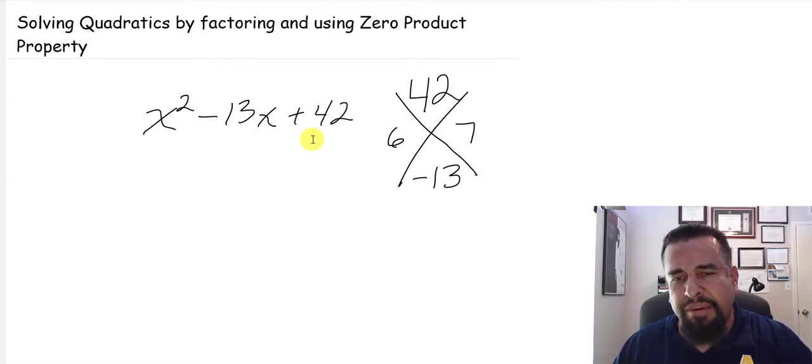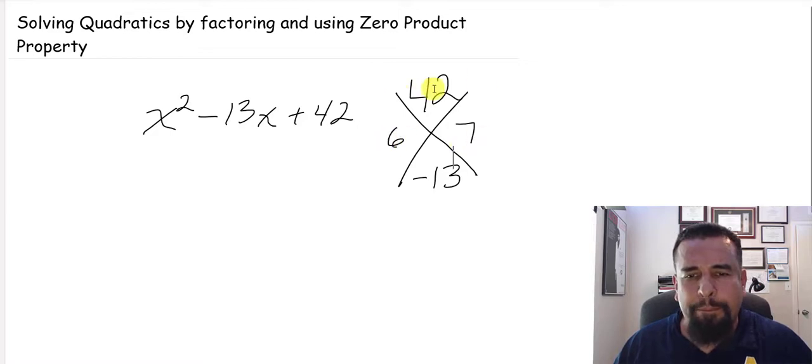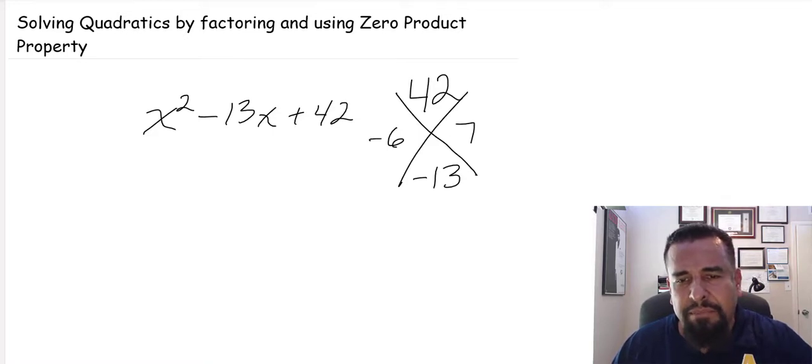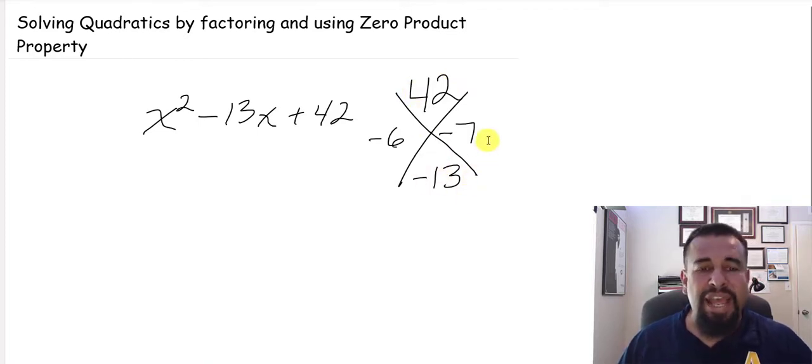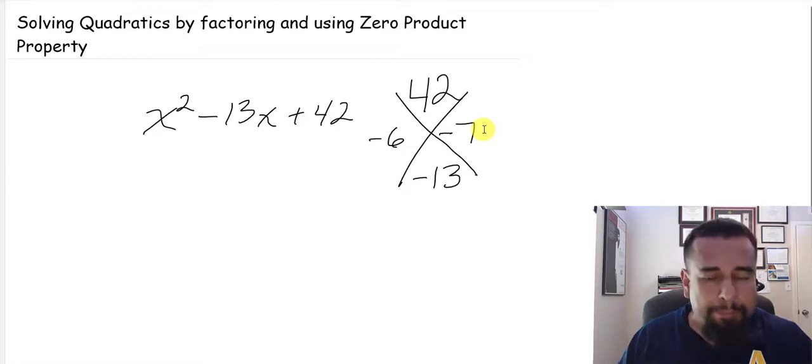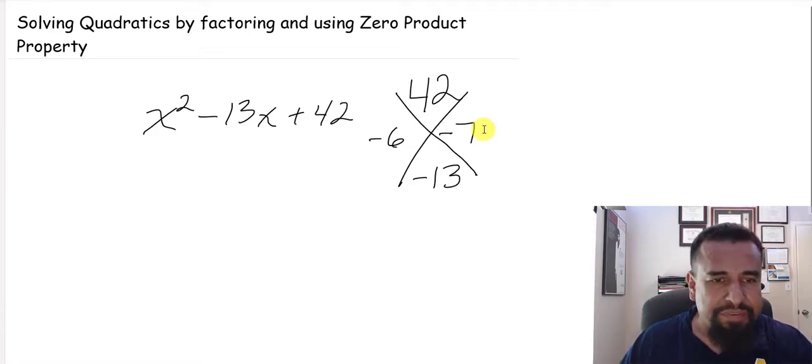So 6 times 7. If I multiply 6 times 7, it's going to give me a positive 42, but it doesn't give me a negative 13. So that means I'm going to have to make them both negative, because negative times the negative gives me a positive. That would be positive 42. And if I add them, it gives me negative 13. Excellent. At this point, I'm pretty much done factoring.